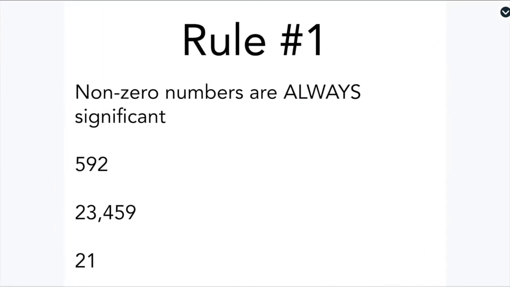All right, so that's sig figs. That's why they're important. And now we're going to talk about the 5 rules that govern significant figures. Rule number 1, non-zero numbers are always significant. If we look at these 3 numbers, 592: 5, 9, and 2 are all non-zero numbers, and so 592 has 3 significant figures. 23,459: all 5 of those numbers are non-zero, so this has 5 significant figures. 21: 2 and 1 are both non-zero numbers, and therefore it has 2 significant figures.